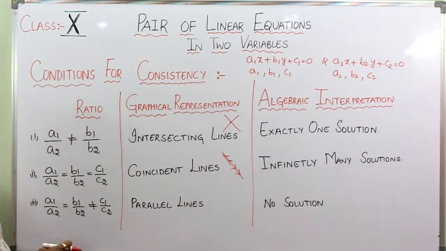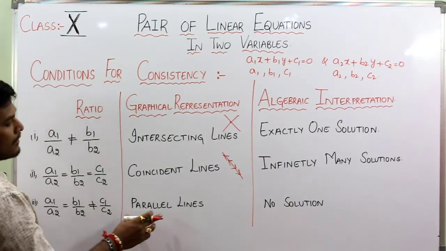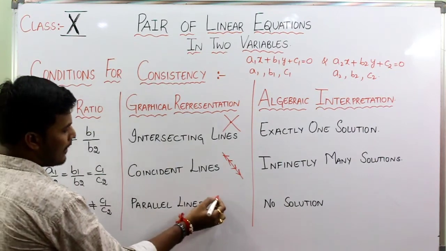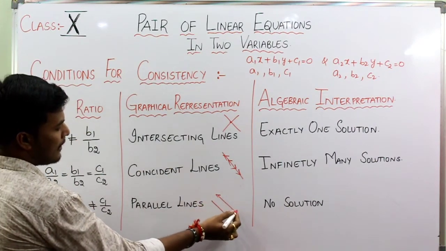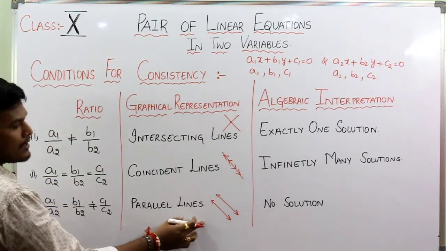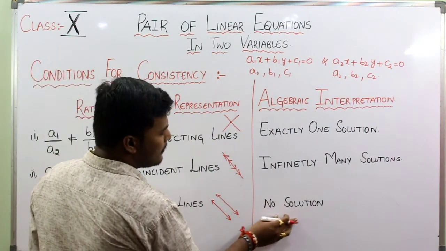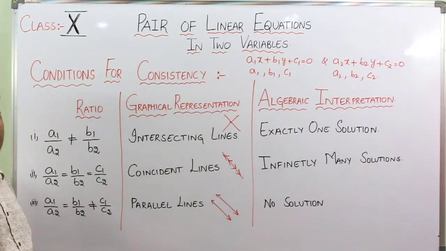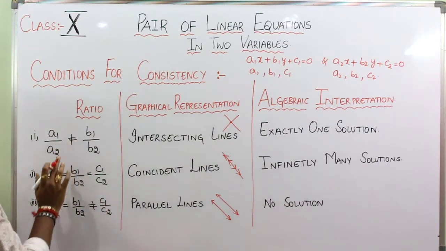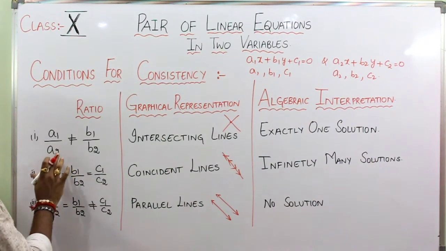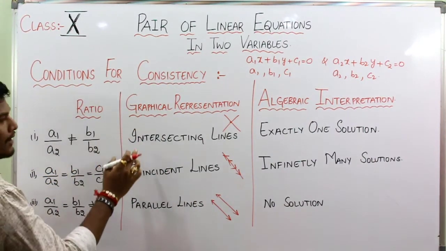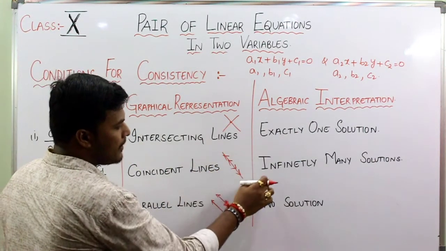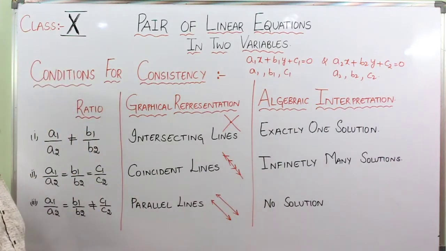Now the third condition is a1 by a2 equals b1 by b2 but not equal to c1 by c2. If this condition is there, then the graphical representation will be parallel lines. As they are parallel lines, they will not have any solution. So the algebraic interpretation will be no solution. We have to remember these three conditions. These three conditions are helpful for plotting the graphs and deciding the algebraic interpretation of the linear equations.